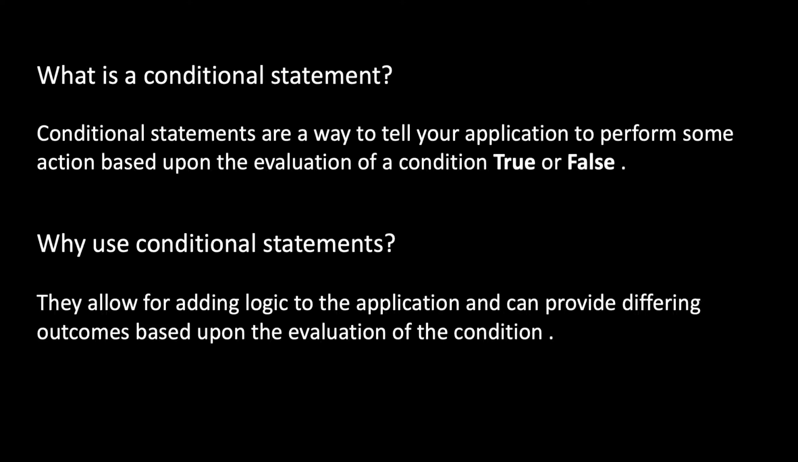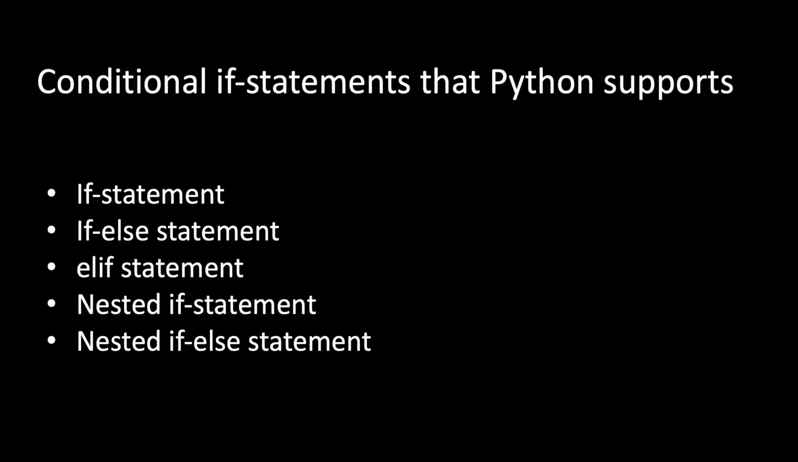The condition we use must evaluate to true or false, and we use that true or false value to change execution of code. By evaluating this condition to be true or false, we can change the program flow of how our program executes. So Python supports 5 different types of conditional if statements: the if statement, the if-else statement, the elif statement, a nested if statement, and a nested if-else statement. We're going to look at all of these ones, but to begin with, we're just going to look at an if statement, and then we'll continue on with the others.